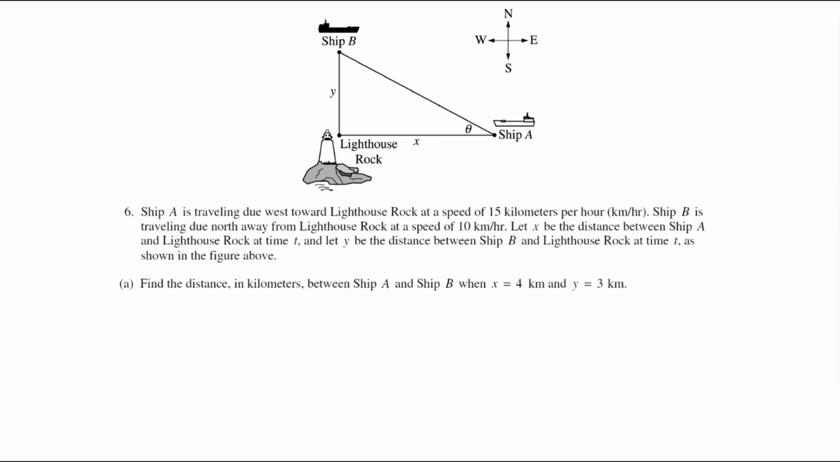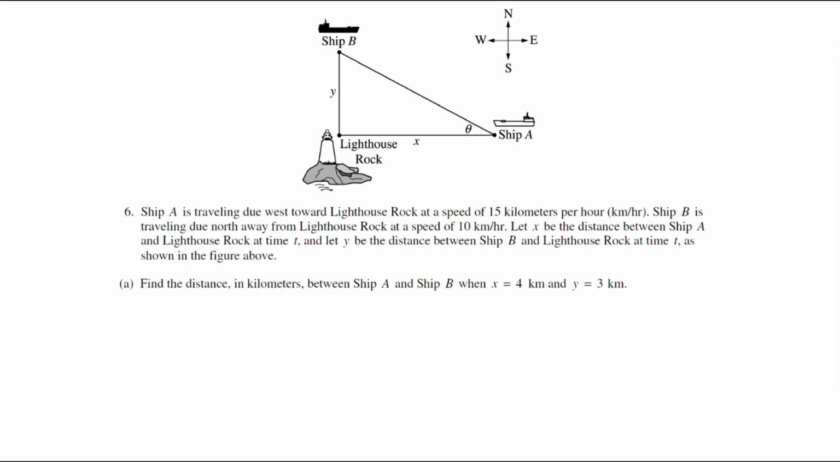So we've got a ship A traveling west towards a lighthouse rock, at a speed of 15 kilometers an hour, and ship B traveling north away from it at 10 kilometers an hour. X is the distance between A and the rock. Y is the distance between B and the rock. And then, of course, we're asked to find the distance in kilometers between ship A and ship B when X is 4 and Y is 3.